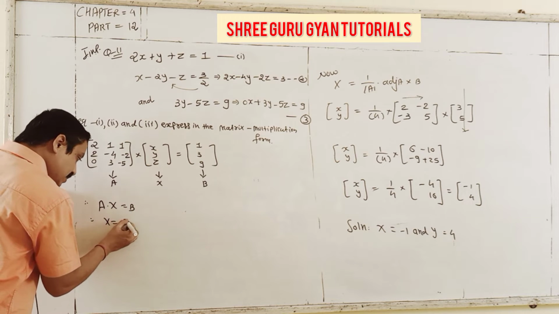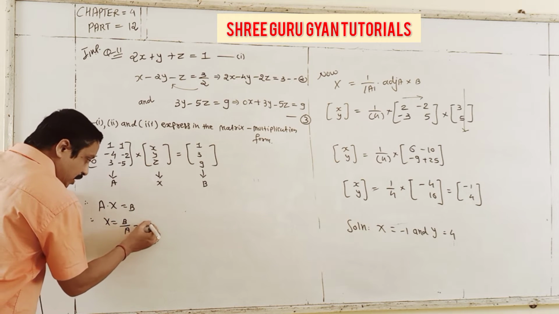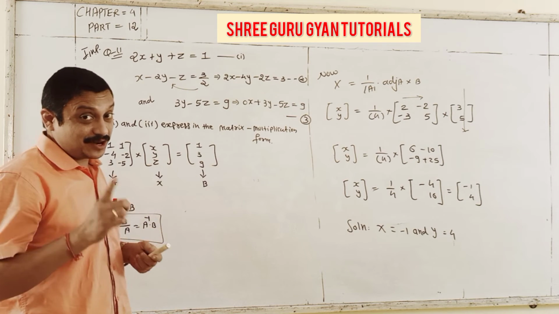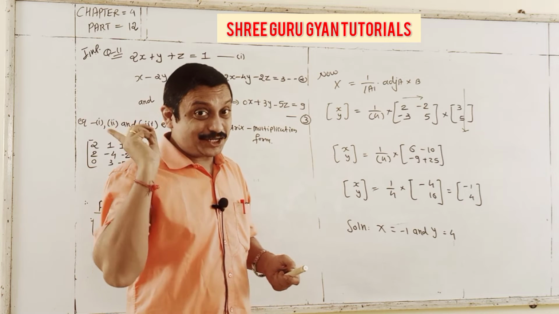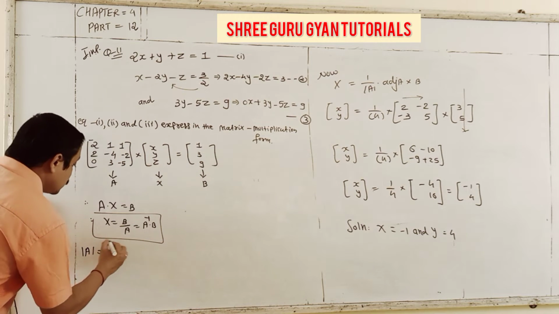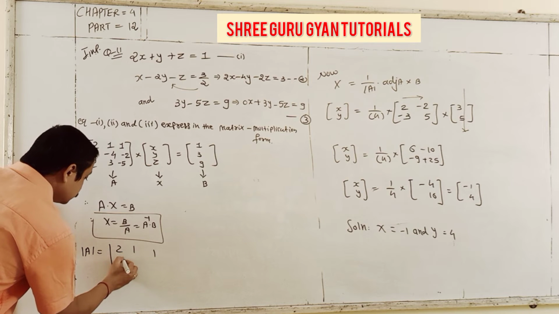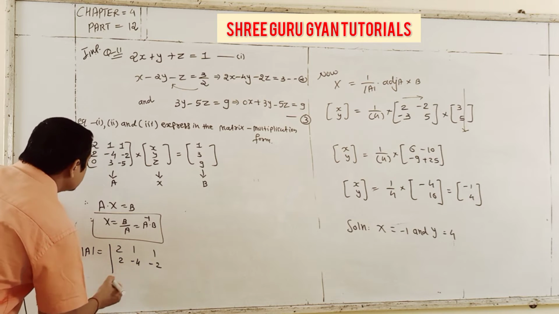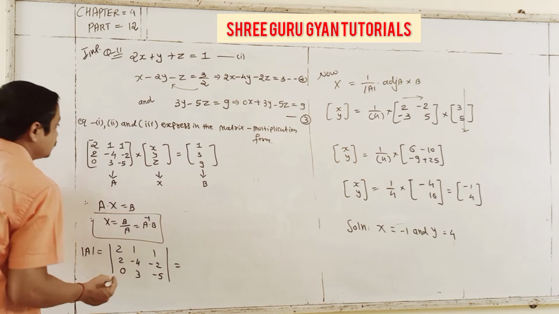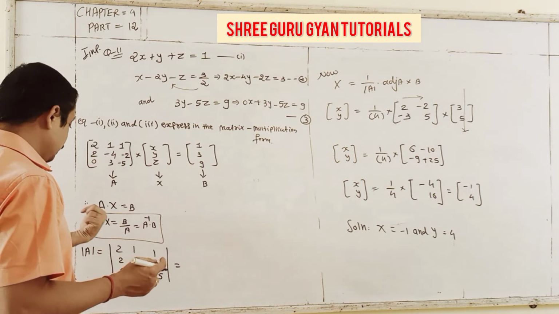So X is equal to A inverse into B. My process starts: A inverse process, determinant A, adjoint A. So determinant A here is 2, 1, 1, 2 minus 4 minus 2, and 0, 3 minus 5.